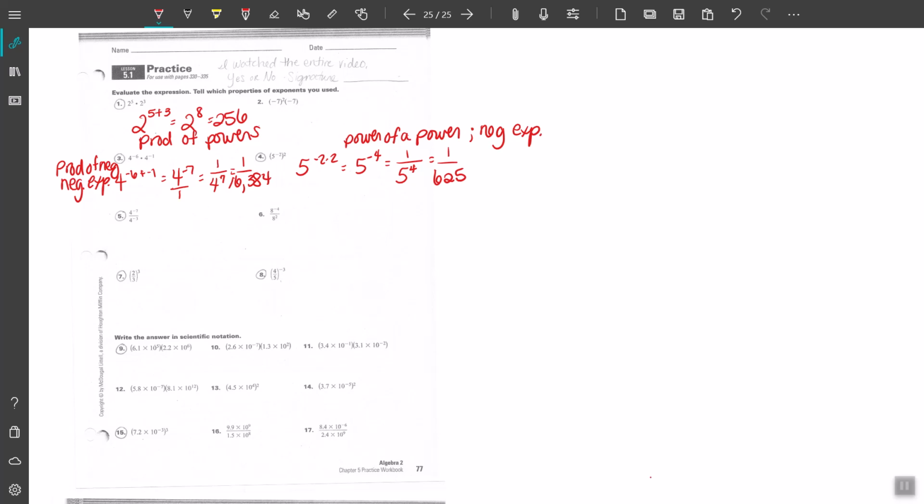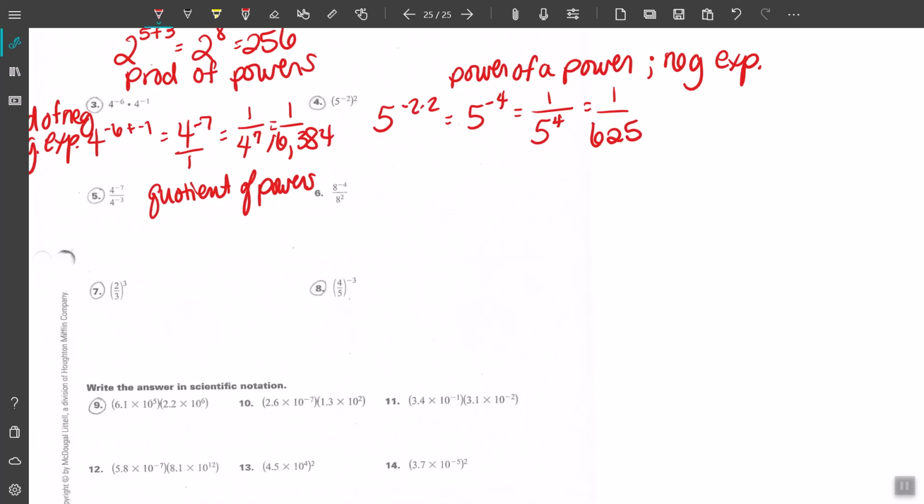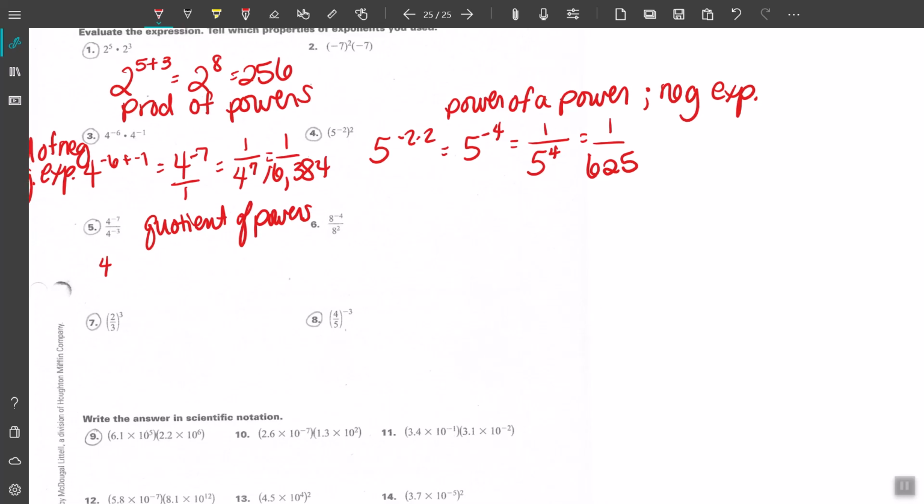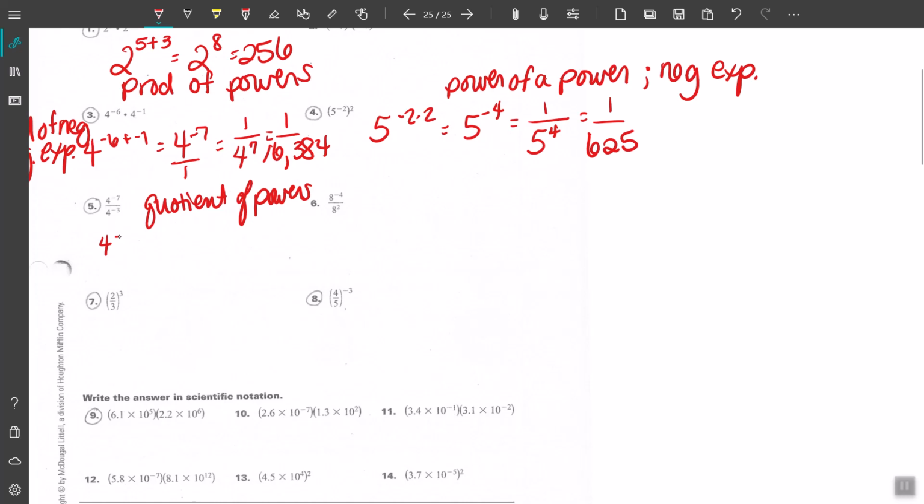All right, number 5, we are going to use a property called the quotient of powers. That's quotient of powers, which makes sense since we're dealing with a division problem there. When we have that situation and the bases are the same, like they are right here, they're both 4, we rewrite the 4, and instead of adding the exponents like we did in number 1 and number 3, when you're dividing two exponential expressions, you're going to subtract the exponents. So it's -7 minus a -3, so you've got to pay attention to all those negative signs.